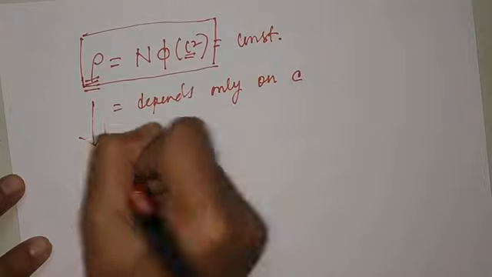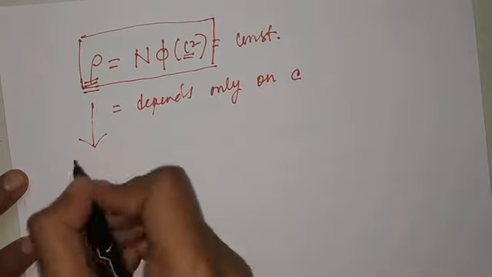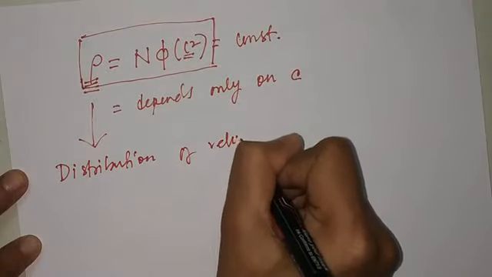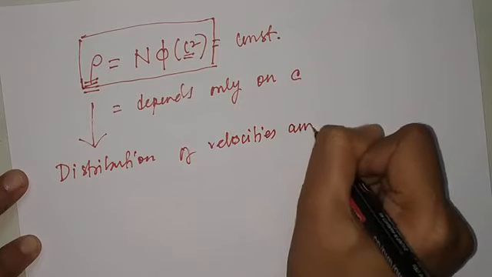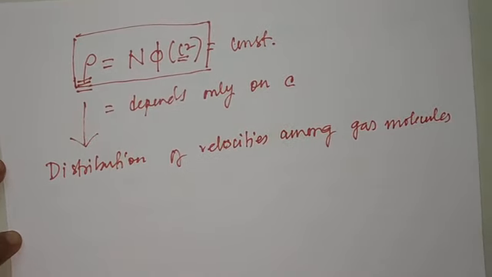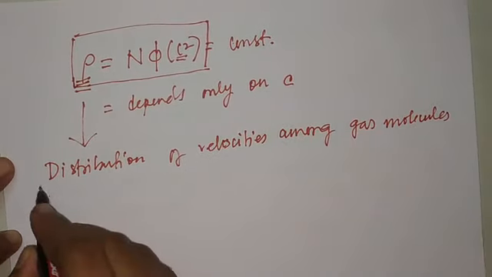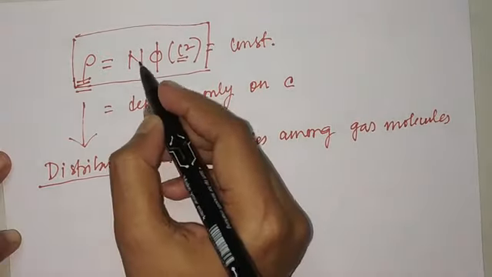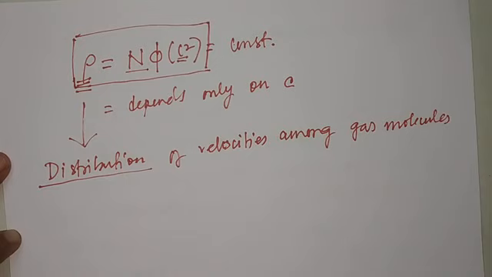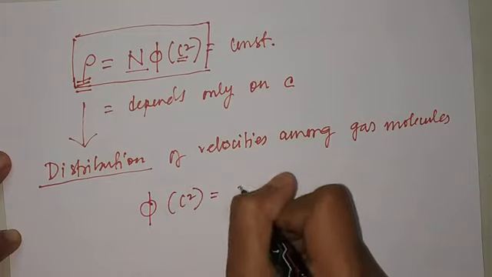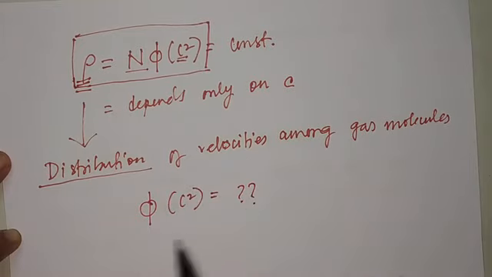So from this equation we get an idea that there must be some distribution of velocities among gas molecules, and we started with the aim that we have to find the law of this distribution, that is, how the velocities are distributed among the gas molecules. N is the total number of gas molecules, that you can know. So we have to find the value of phi of c square, what is the nature of this function.